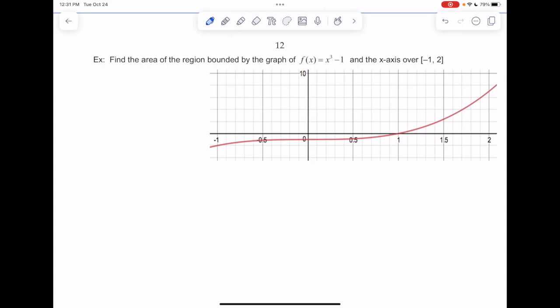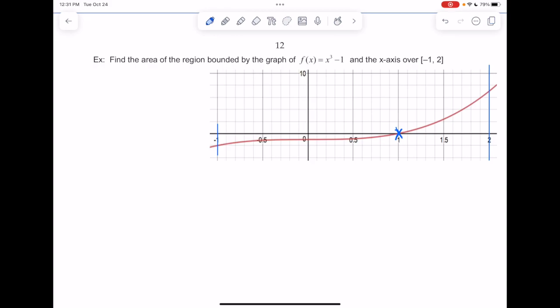So they've already shown us a graph of that. Here's our left boundary, -1, and here's our right boundary, 2. And then, importantly, we've got this spot right here at 1, where the function switches over from being below the axis to above the axis.